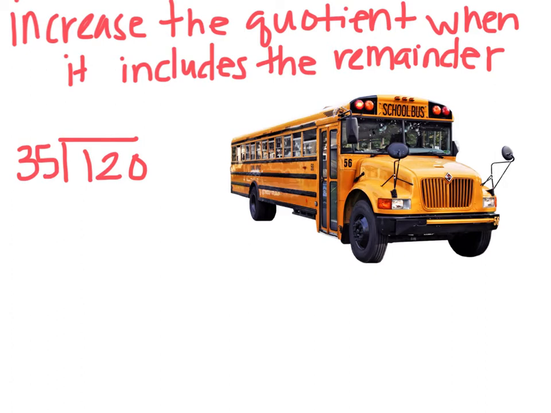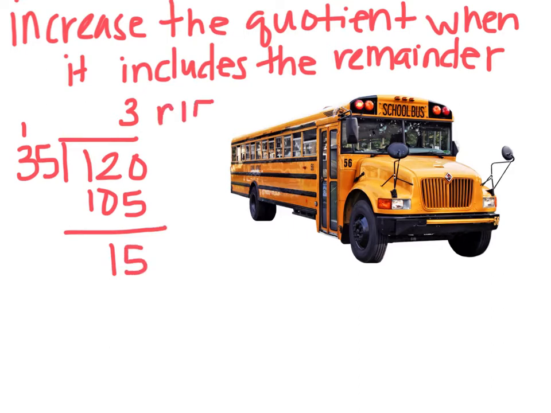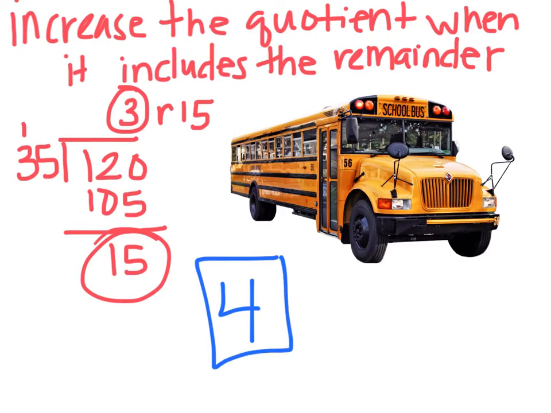Let's see, 35 will go into 120, I'm going to guess 3 times. Let's try 3. 3 times 5 is 15. 3 times 3 is 9 plus 1 is 10. Subtract that away and we have 15 left. Okay, so our answer is 3 remainder 15. So do we need 3 buses? No, we actually need 4. Because if we only get 3 buses, we have poor 15 kiddos who have to stay back at school. So we're going to actually ask for 4 buses so that every student can go.